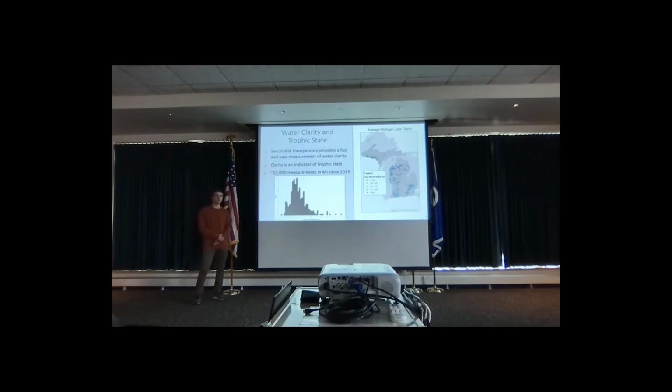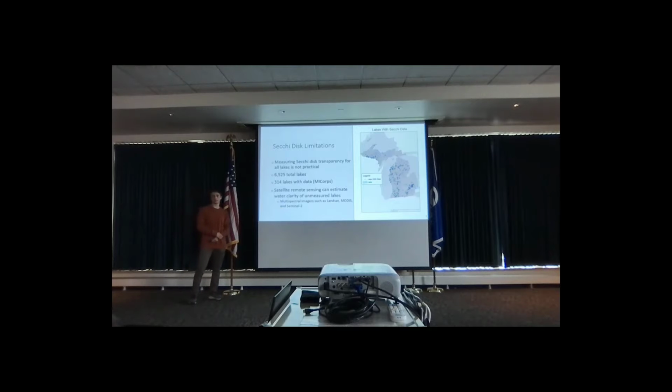In Michigan, over the summer months since 2013, there have been about 22,000 measurements. These two pictures here show where the measurements were taken. The average lake clarity across Michigan is on the map here, and this histogram just shows what the values are. Most lakes in Michigan have about 3 to 4 meters of lake clarity, and in this northern area is where most of the clearest lakes are in Michigan.